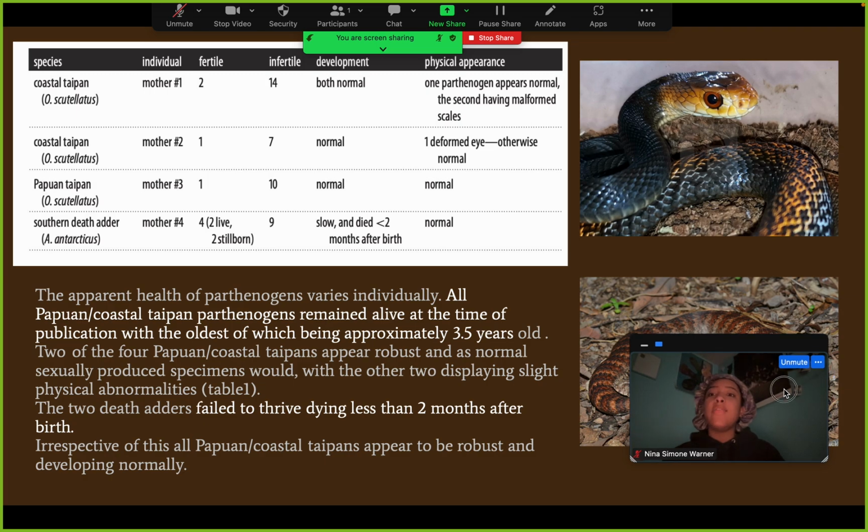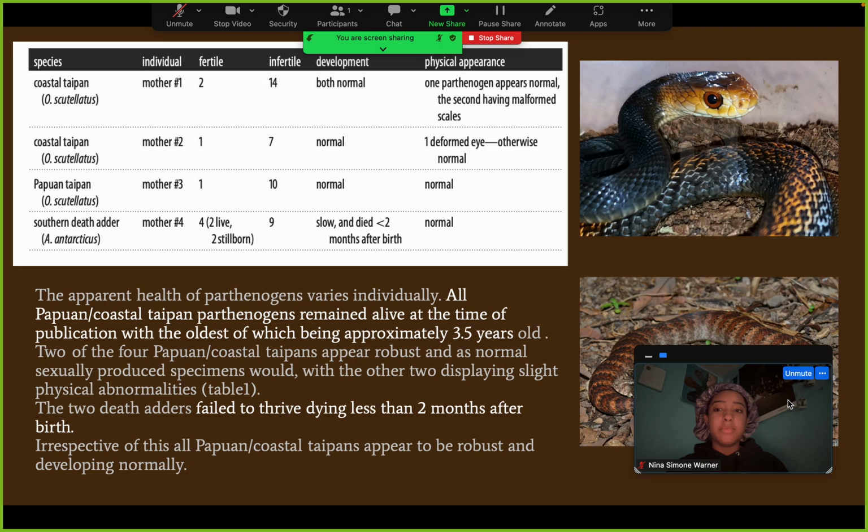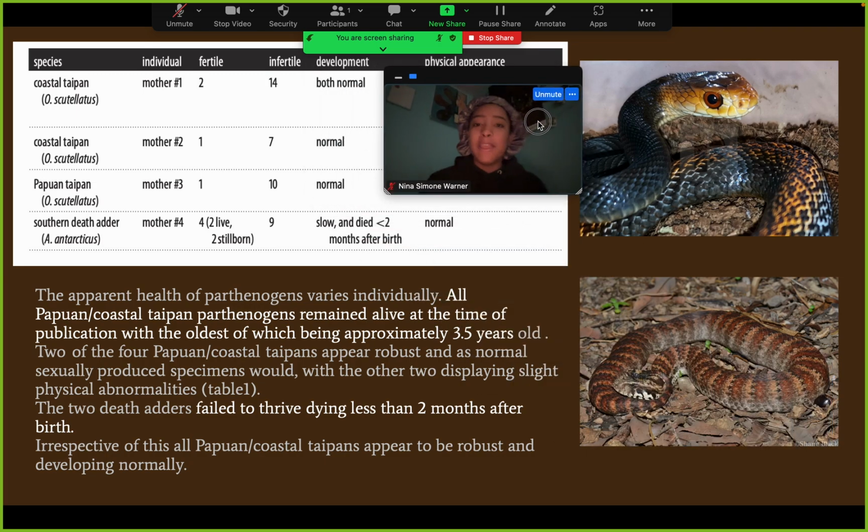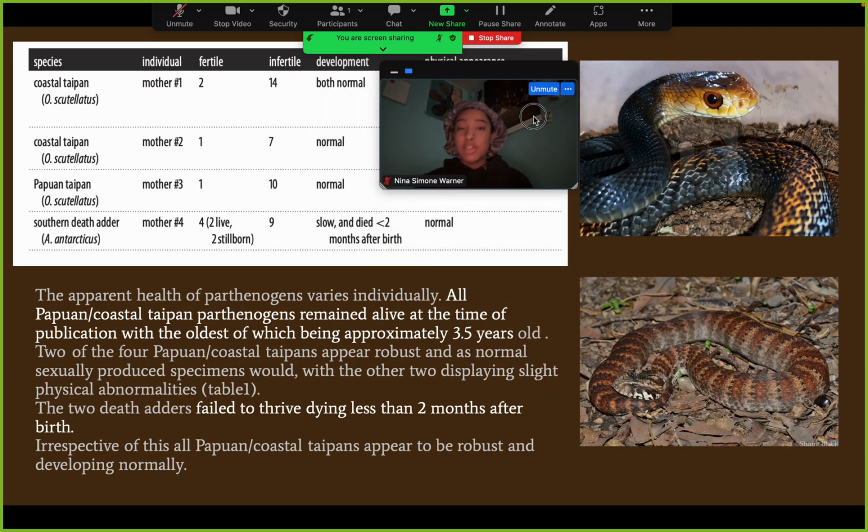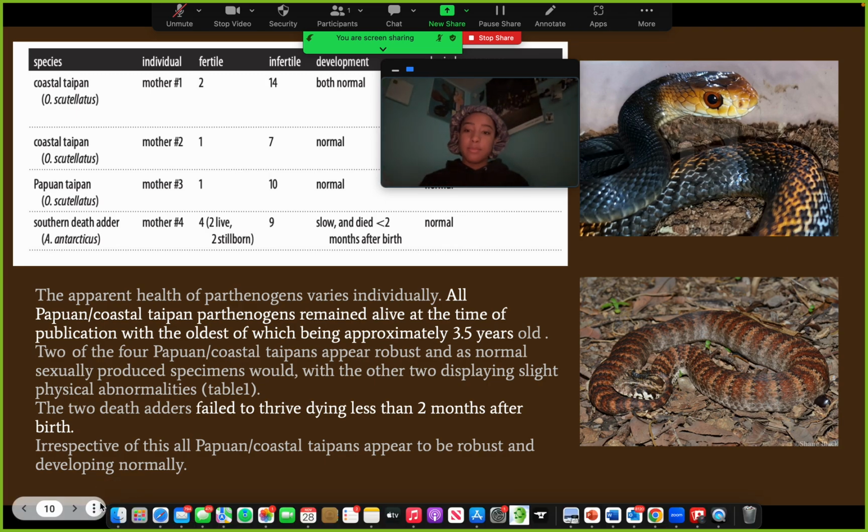However, on the other side, the one southern death adder that was included in this study did have issues with their health. They did have defects, and they died less than 2 months after their birth. So the first snake that we see here on the right is a coastal taipan, and the one on the bottom is a southern death adder, just for visualization.